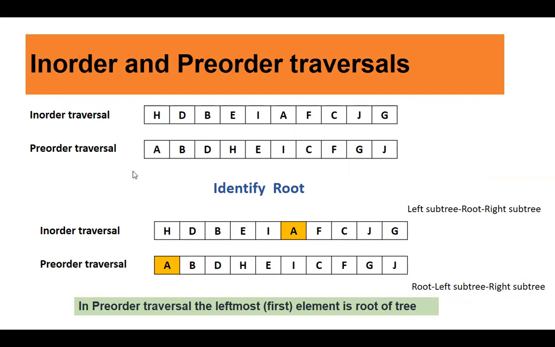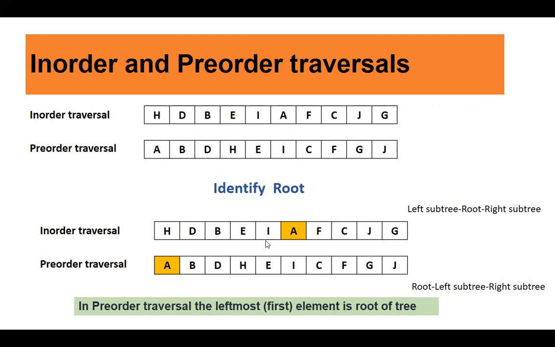The first thing you need to do is identify the root of the tree, right? So how do I identify the root? In case of pre-order traversal, the first element of the traversal is always the root node. Why? Because the traversal is: first you visit the root, then the left subtree, and then the right subtree. So the first element of the pre-order traversal is always the root of the tree. So we can identify A as the root of the tree.